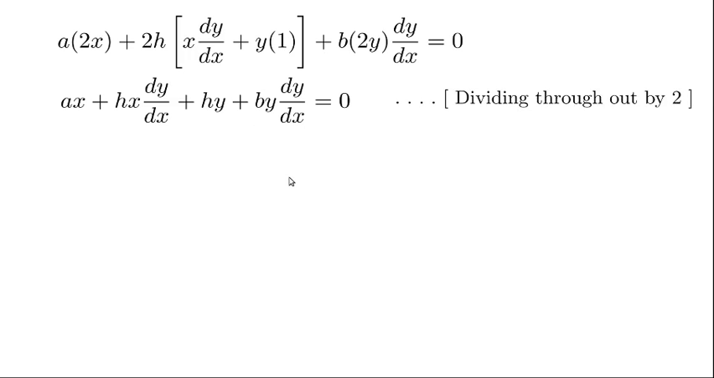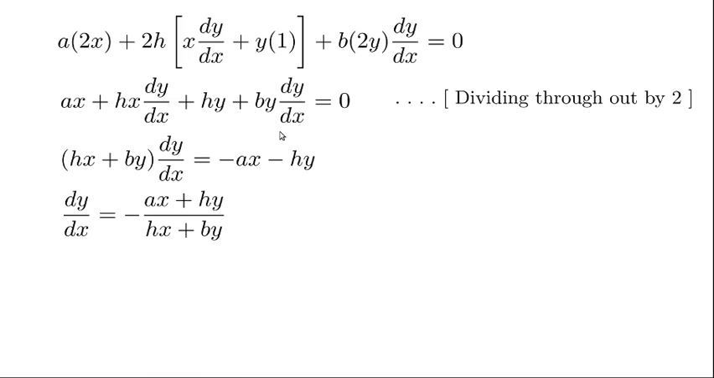We get this. And the next step, we shift these two terms to the right hand side, and from these two terms we take dy by dx out. So we get (hx plus by) dy by dx equal to minus (ax plus hy). And now cross multiply. We get dy by dx equal to minus of (ax plus hy) upon (hx plus by). And if you carefully note, this is nothing but y by x from equation 1. Therefore dy by dx equal to y by x. We'll call it as equation 2. We obtained this from equation 1.